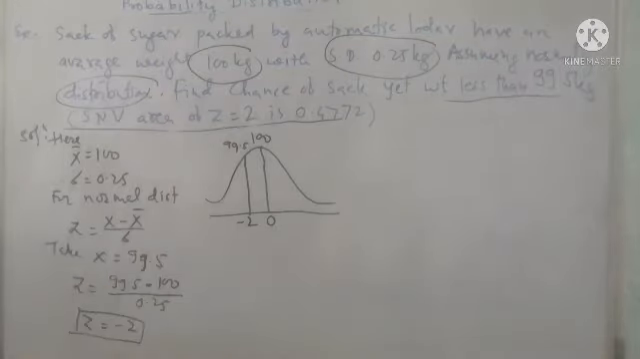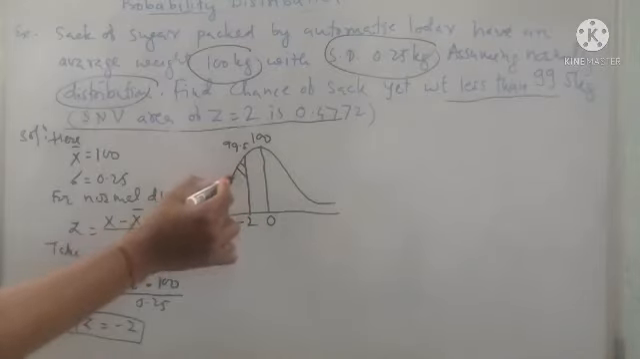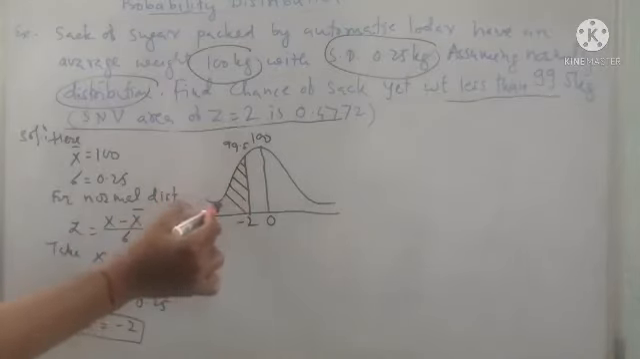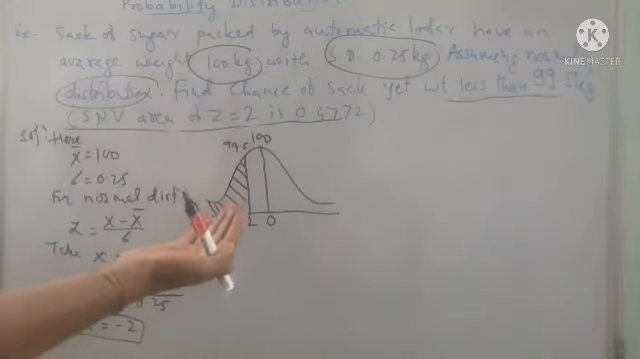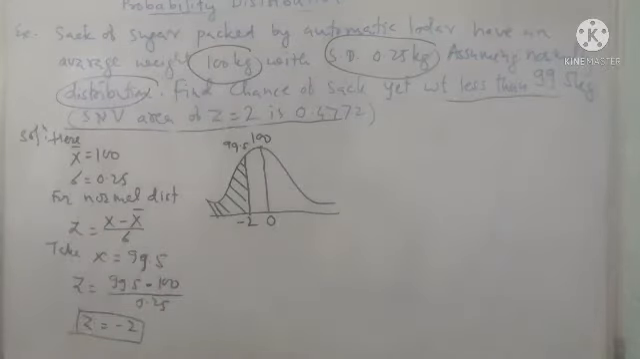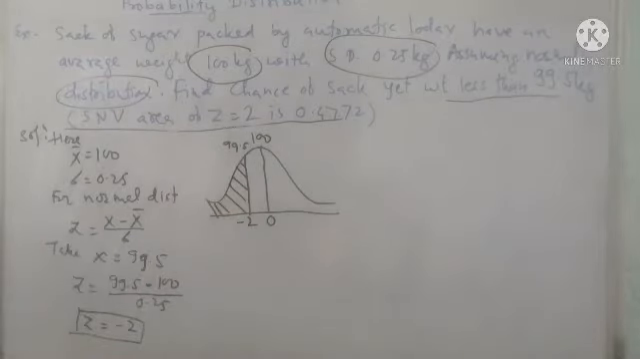Now we have been asked the probability of sacks having weight less than 99.5. That means we are asked for the area which is shaded, on the left-hand side of 99.5. If we were asked for the probability of sacks having weight more than 99.5, then we would take the area on the right-hand side of this line. Now we have been asked less than 99.5, so in the figure we put the shaded area.